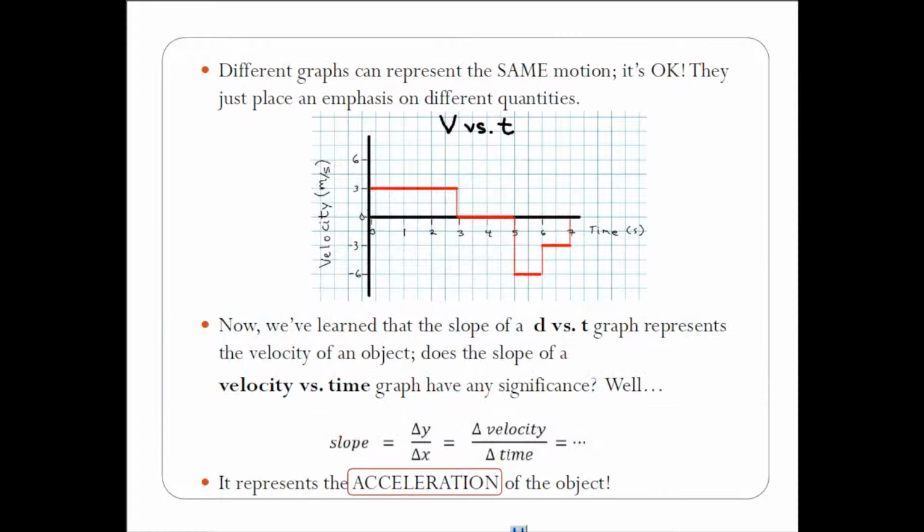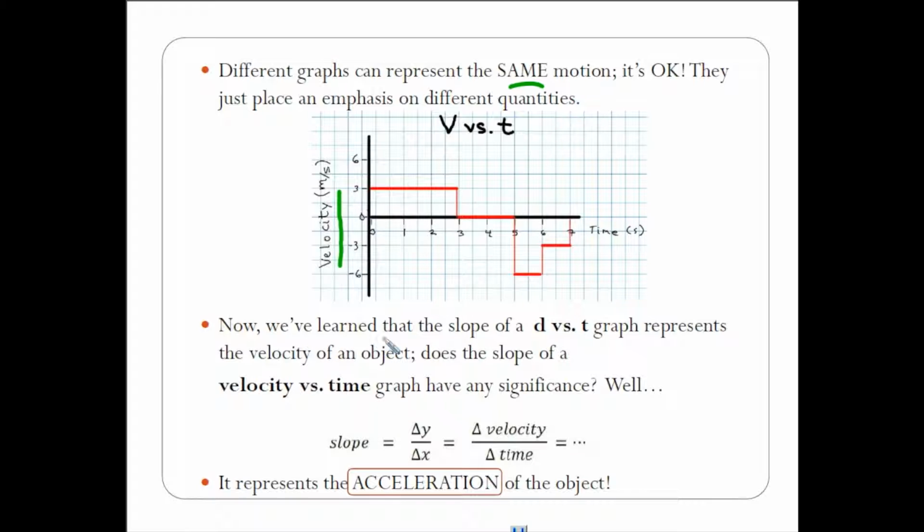So different graphs can represent the same motion, and that's okay. They just place an emphasis on different quantities. For example, the displacement versus time graph is emphasizing displacement change over time, and the velocity versus time graph is emphasizing the velocity change over time.